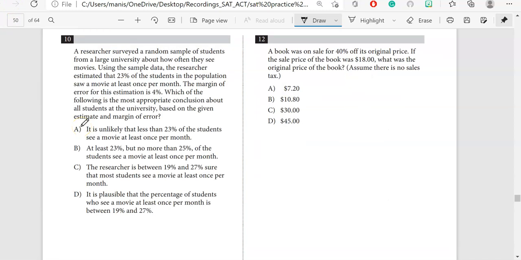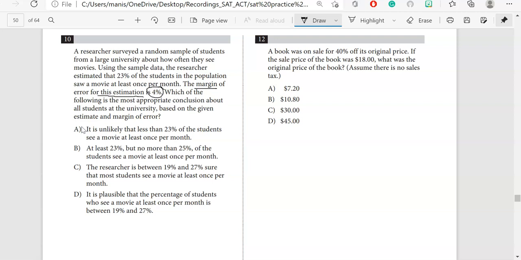A researcher surveyed a random sample of students from a large university about how often they see movies. Using the sample data, the researcher estimated that 23% of the students in the population see a movie at least once per month. The margin of error for this estimation is 4%.